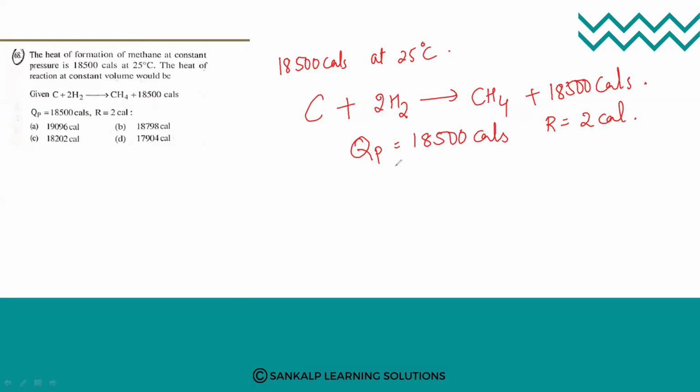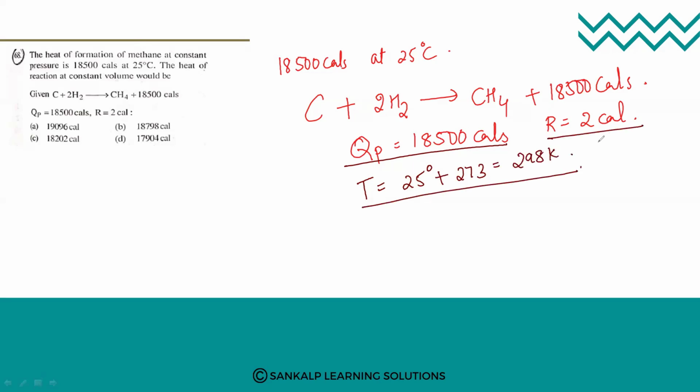What will be the heat of reaction at constant volume? So what all is given? QP is given, that is 18,500 calories. Temperature is given, 25 degrees Celsius. When you convert it into Kelvin, adding 273, it will be 298 Kelvin. So this is your temperature. Then R is given as 2 calories. Then the change in number of moles: the heat of formation of methane at constant pressure is this, so the change in number of moles is 1 minus 2, which is equal to minus 1.